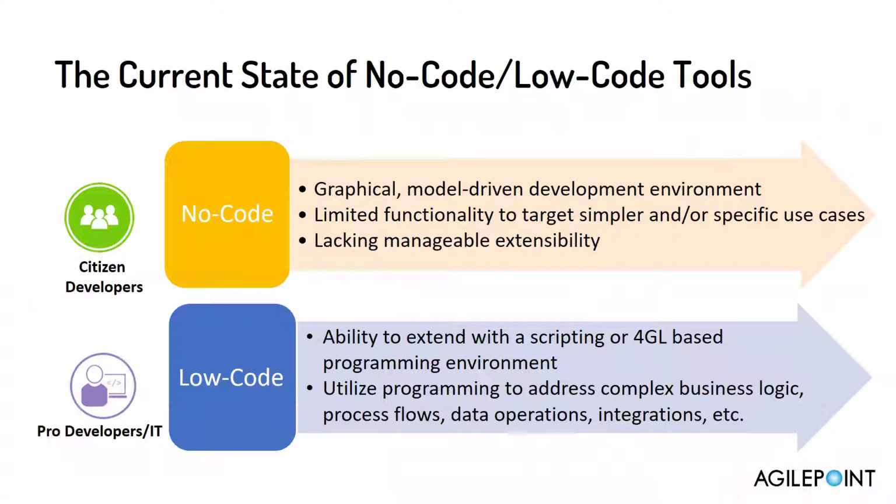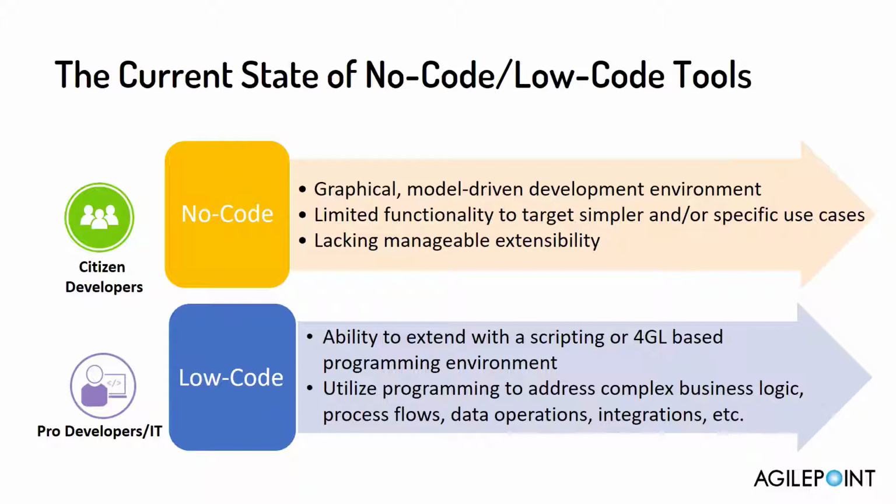Now, in order to understand the unique value that AgilePoint brings to the table here, it's helpful to quickly understand the state of no-code and low-code tooling in general. On the one hand, we have the no-code market, which tends to be very simple, often targeted towards true business users, but as a result, they're often limited in functionality, and tend to target more simple or specific use cases. And what's more, they tend to lack a manageable extensibility layer, an ability to personalize the platform for how your organization functions.